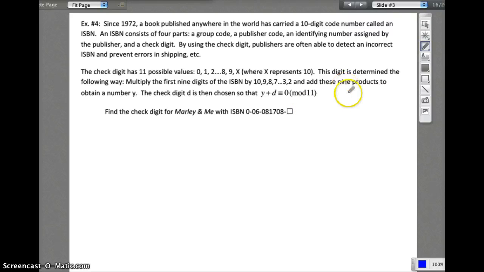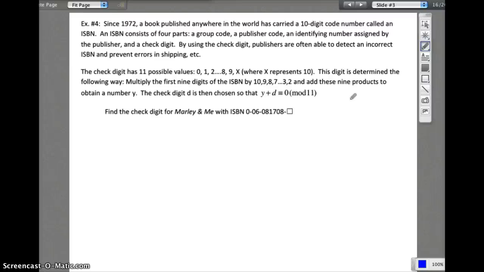So this digit is determined using this formula. You multiply the first 9 digits of the ISBN by 10, 9, 8, 7, 5, 4, 3, 3, 2, add these 9 products together to get a number Y, and the check digit, we'll call it D, is chosen so that Y plus D is always congruent to 0 mod 11. So that means that Y plus D needs to be divisible by 11.